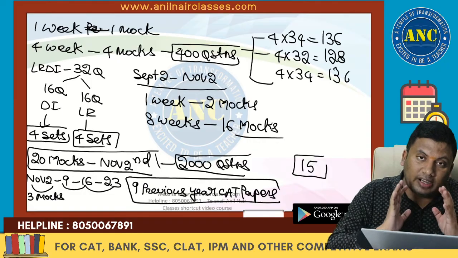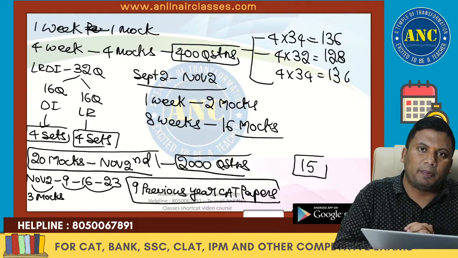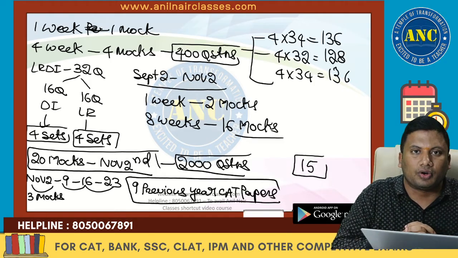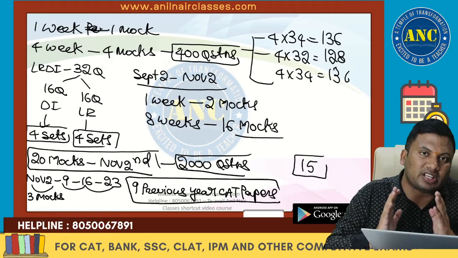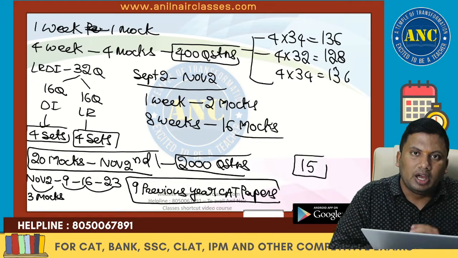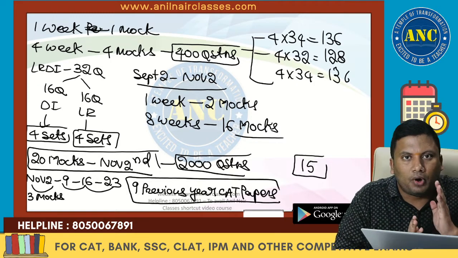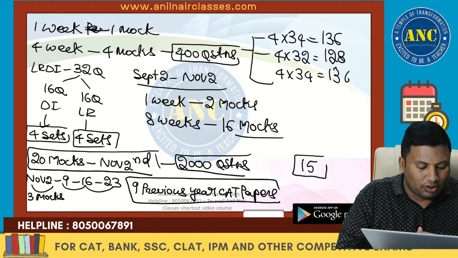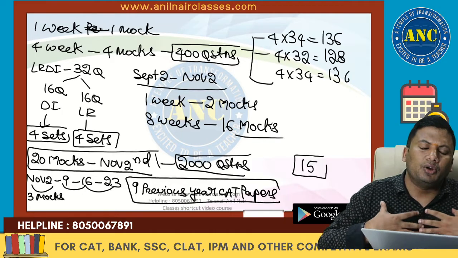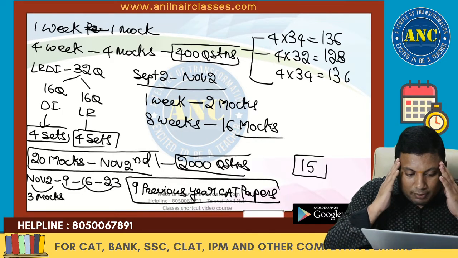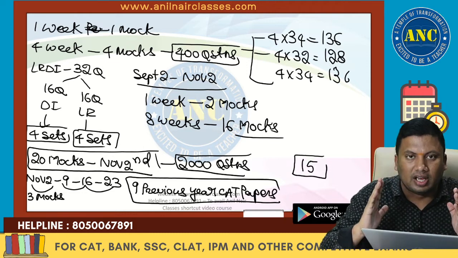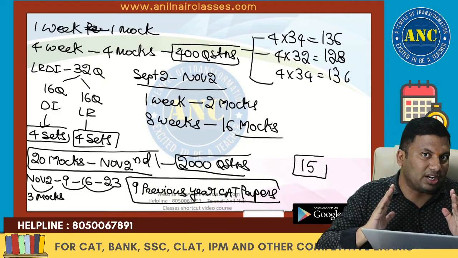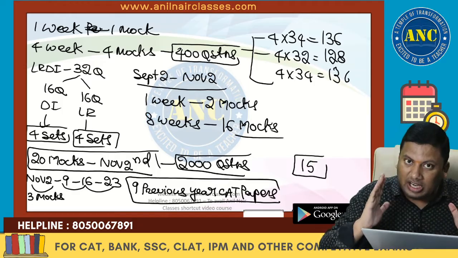So total 20 mocks plus previous year CAT papers, 9 in a mock format and 6 in a paper format. So 9 plus 6 is 15, and 15 plus 20, a total of 35 mocks, both in paper format and online format. Do it mandatorily. Your familiarity will improve and your stamina will improve. You will be able to show maximum attention across all 3 sections. Again, I am telling you, in each and every section there is a sectional cutoff and there is an overall cutoff.